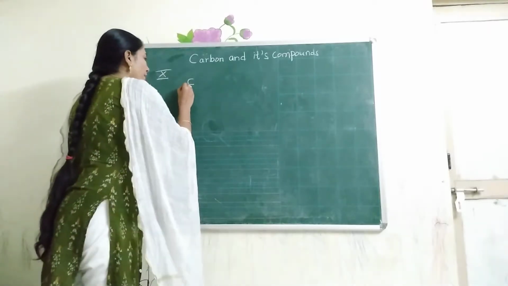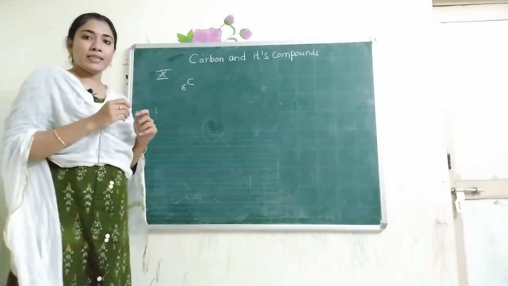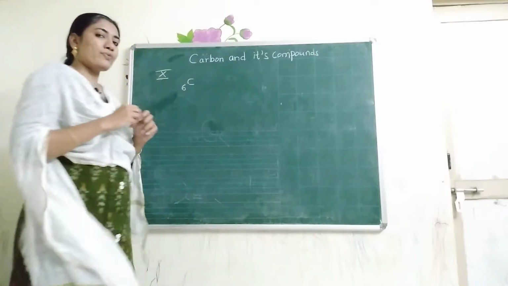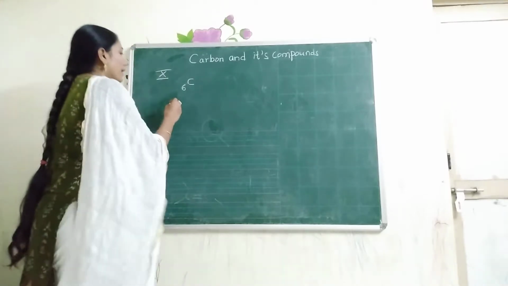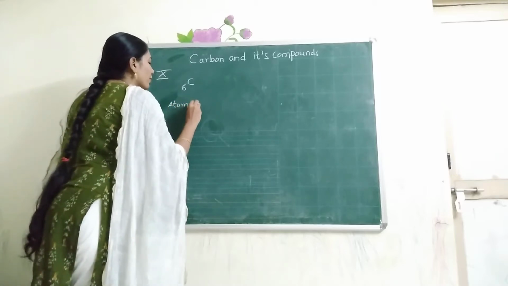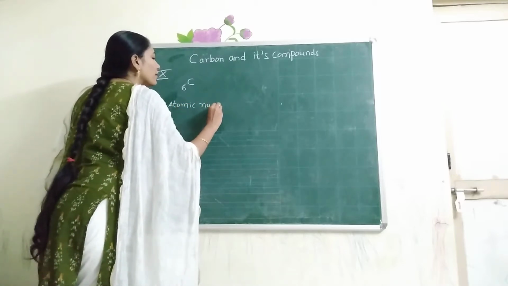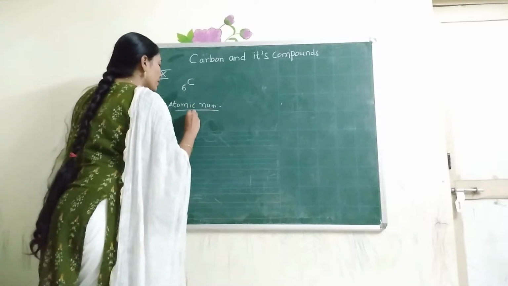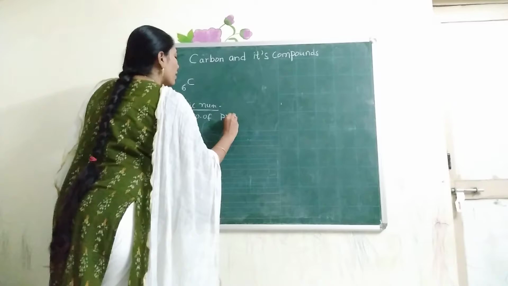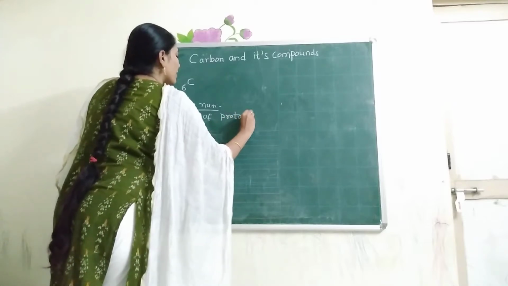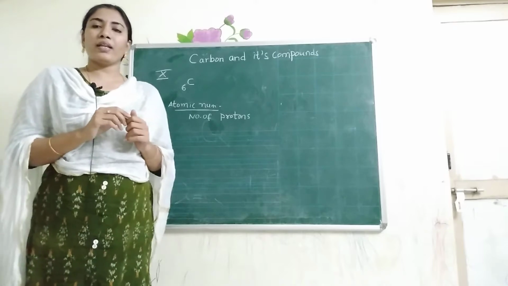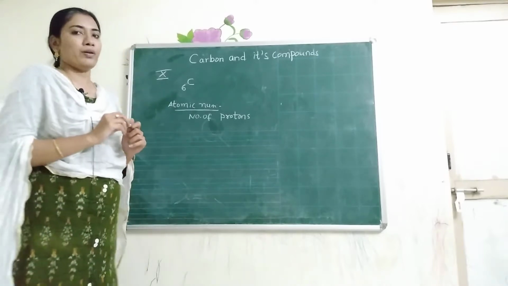What is its atomic number? Its atomic number is 6. Okay, so now my question is, what is atomic number? Atomic number means the number of protons present in the nucleus.